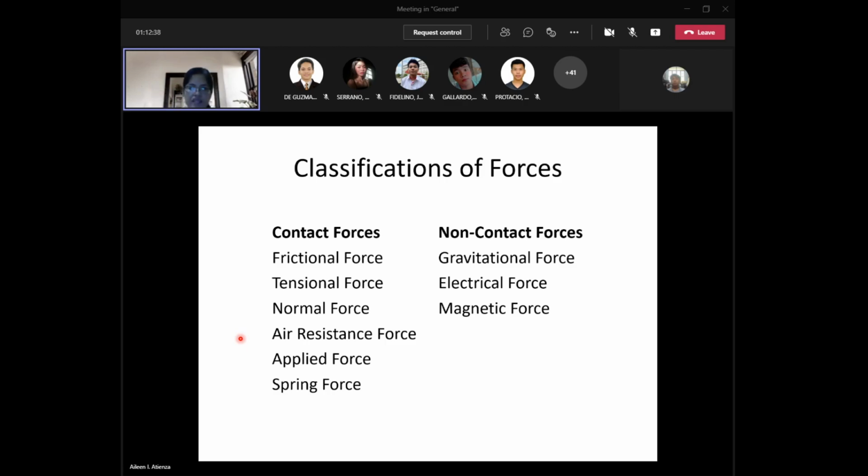Same is true with the tension. Having the rope, the object needs to be attached to the rope itself for there to be tensional force. If they are not attached to one another, and are separate, there is no tensional force. The rope will feel no force. Same is true with the normal force. With the air resistance force, you need to be right there in the air, or submerged in water for the buoyant force. Then you have the applied force and spring force, to mention some of the contact forces.